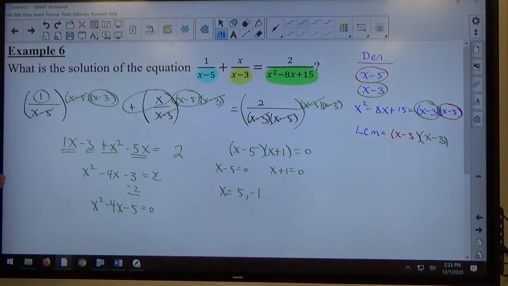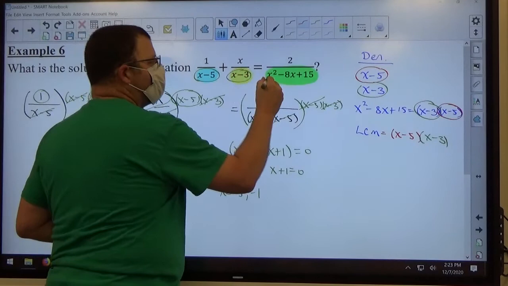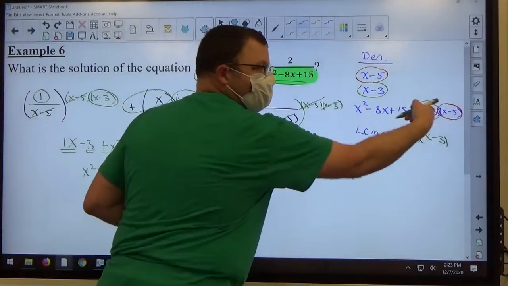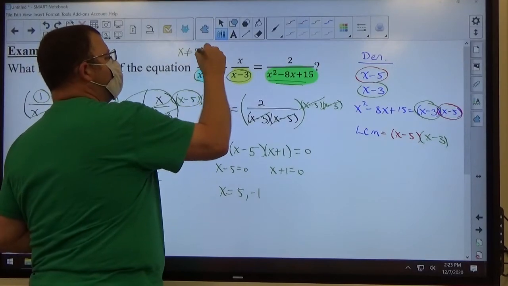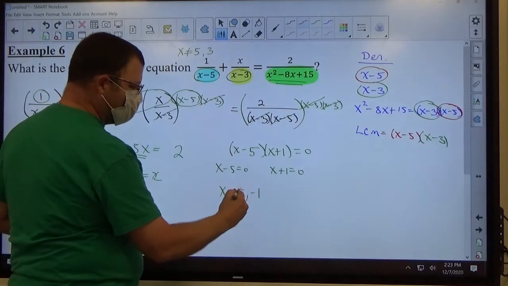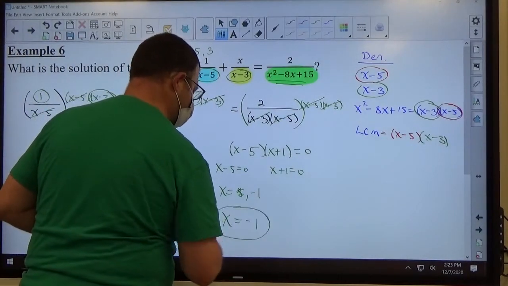The illegal answers in this problem, looking back at the original problem, positive 5, positive 3, and this was the same as both of those, right, because they're there. So x is not allowed to equal in this problem either 5 or 3. It does equal 5, so we're going to scribble that answer out. So the only correct answer to this problem is x equals negative 1.